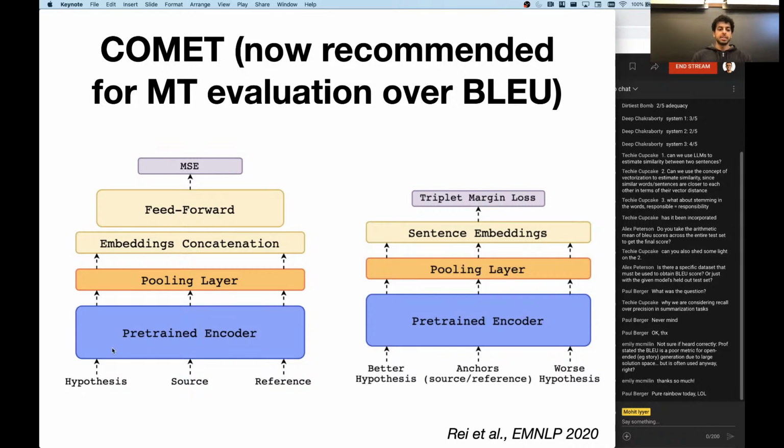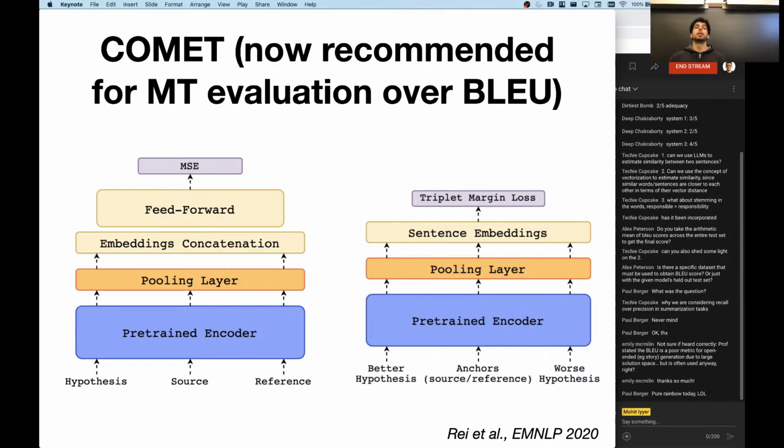So you feed in this concatenation. COMET additionally takes a source sentence as input. The hypothesis is what the system generated, the candidate translation, along with the source sentence and the reference. All of these are concatenated together into a single string and fed into the pre-trained model. Then there's a pooling layer. Pooling refers to taking all of the final layer token level representations and converting them into a single vector.